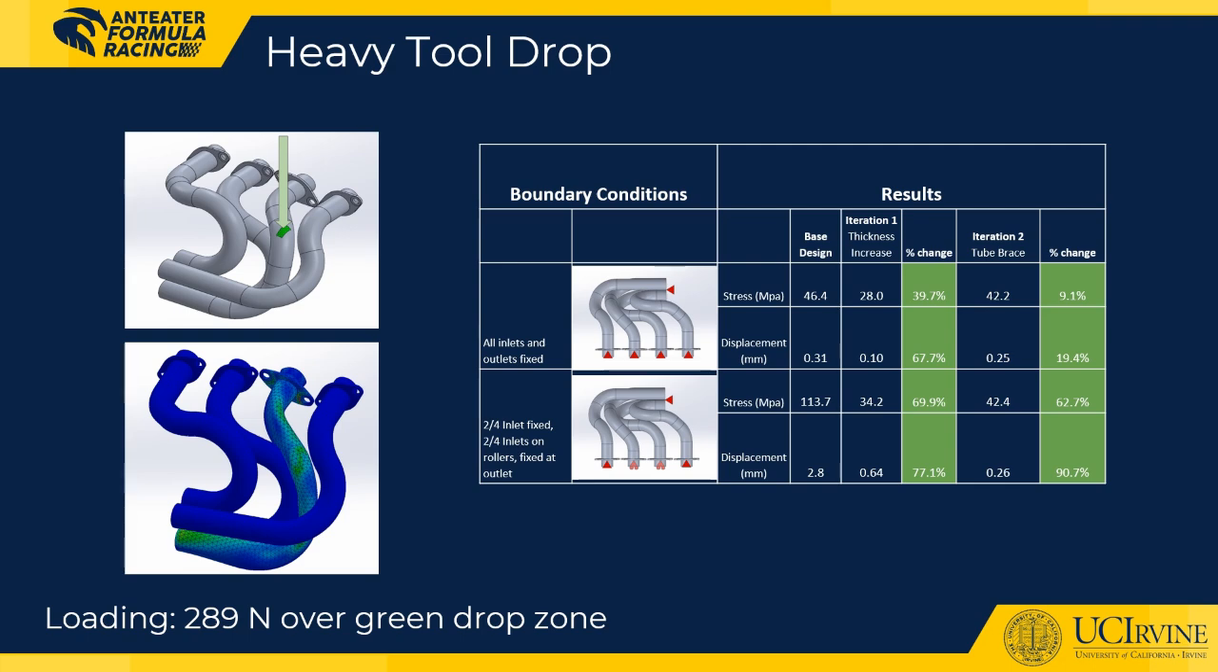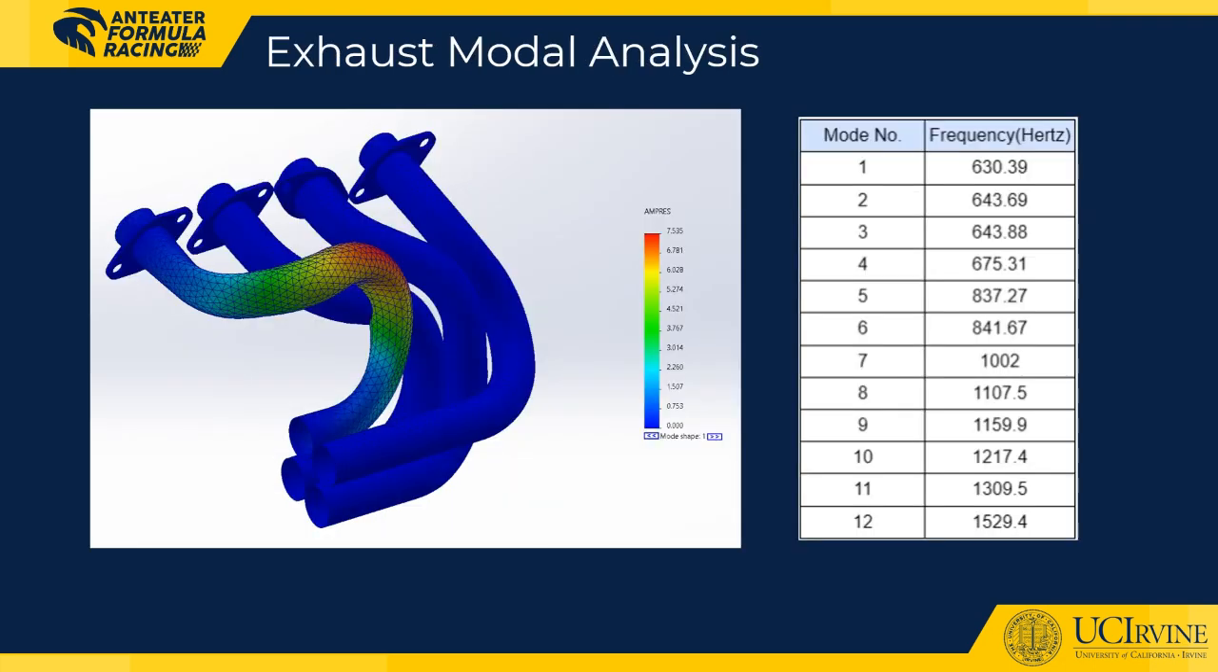The third analysis simulates a tool dropping on the exhaust. Both design iterations improved performance, but the thickness increase was the best design. A modal analysis was performed on the exhaust. The first resonant frequency falls at 630 Hz. However, engine vibrations should not exceed 550 Hz, so resonance will be avoided.